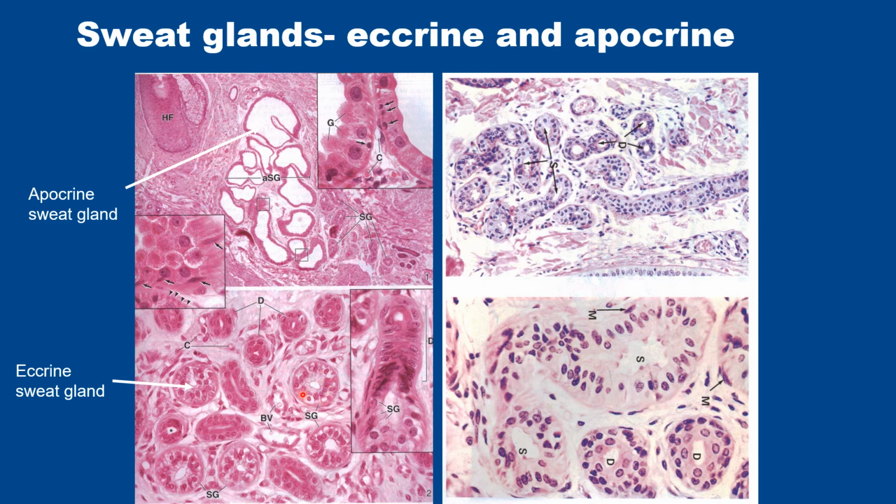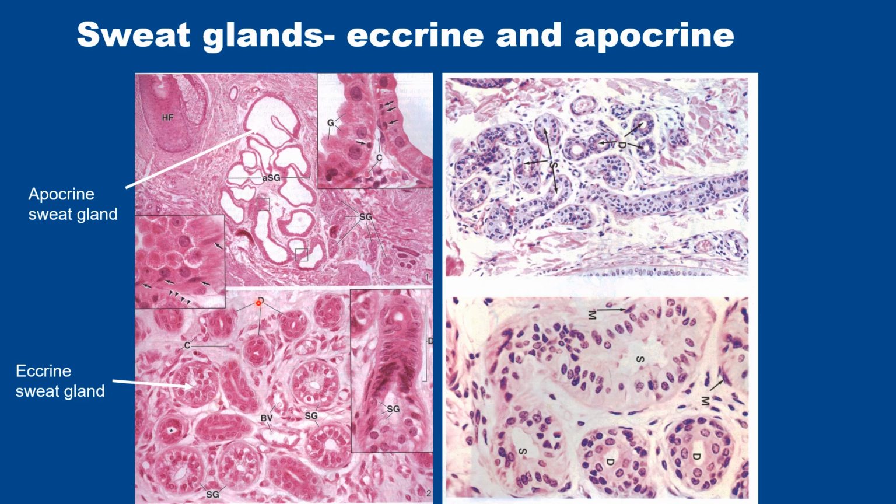The other difference is that the glandular epithelium is of one type in the case of the eccrine gland, and here the glandular epithelium is of 2 types. It has dark cells and clear or light cells. In the apocrine sweat gland structure, one can see the myoepithelial cells also. Here is the presence of myoepithelial cells containing elongated nuclei. In both cases, myoepithelial cells are there.